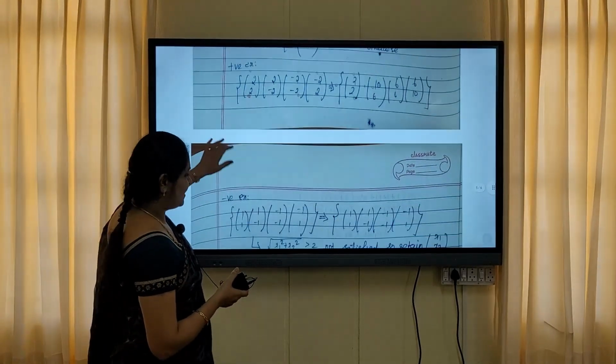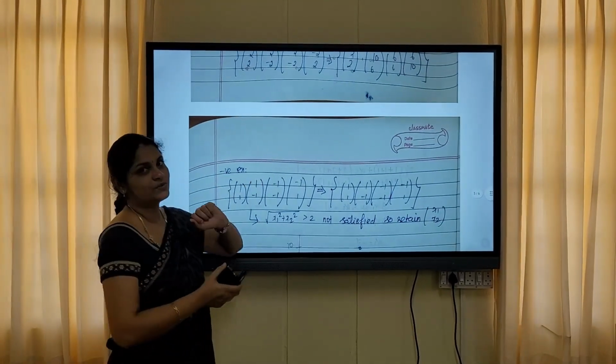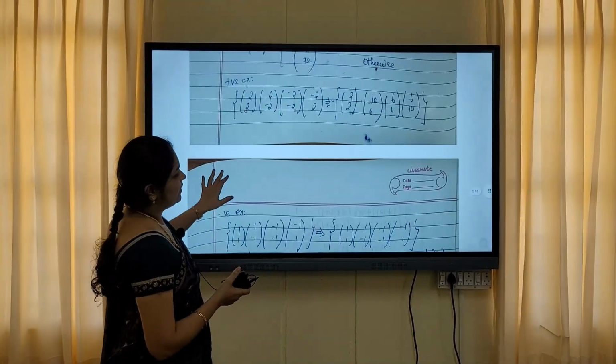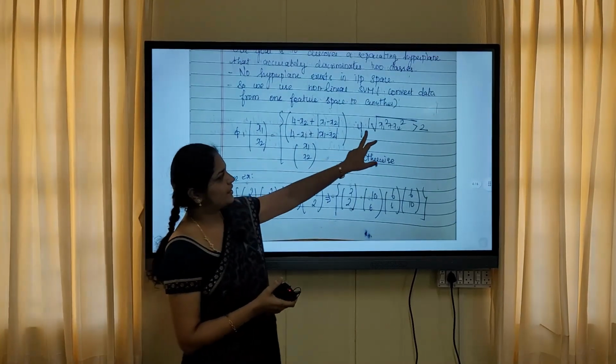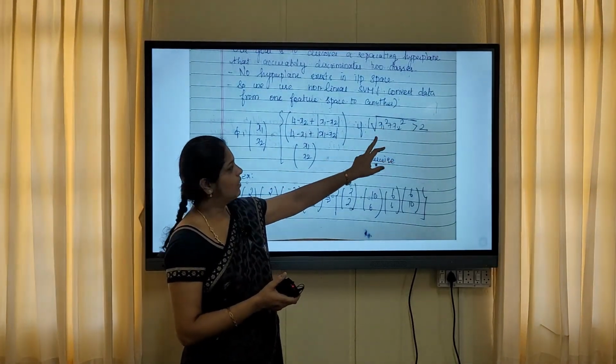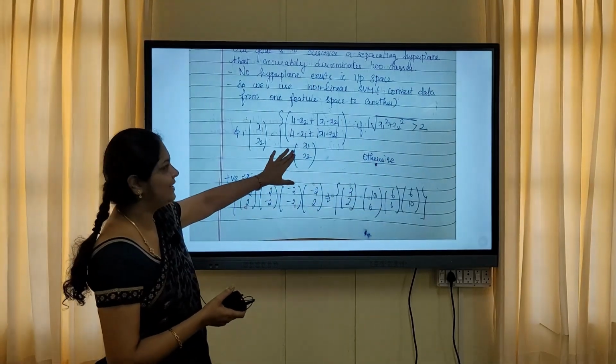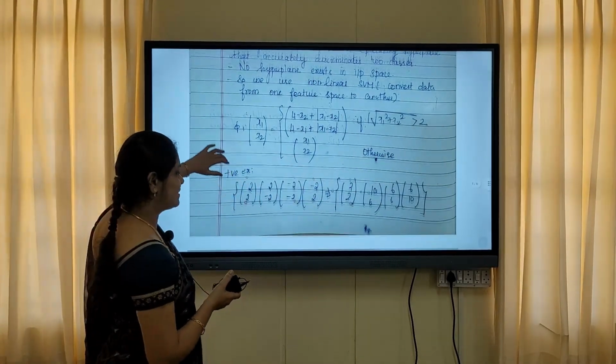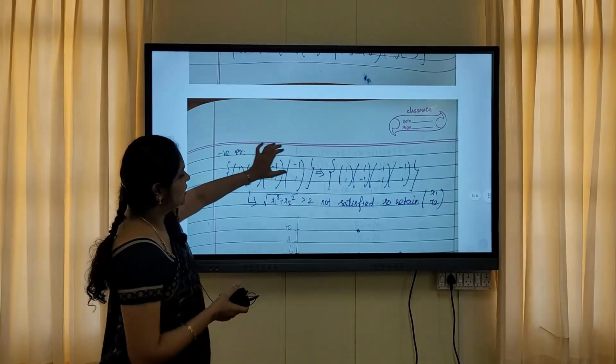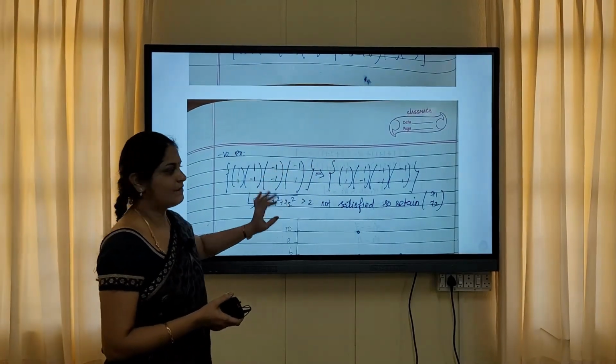The next samples are the remaining 4 negative samples. If you apply it here, we will not get values greater than 2, so we have to go for the otherwise option. Here we have to retain the x1 and x2 values the same as the previous ones. So we are keeping the same values as the original values.